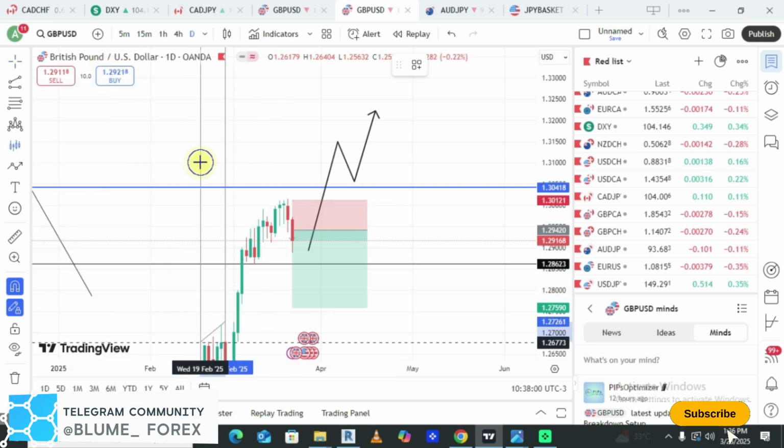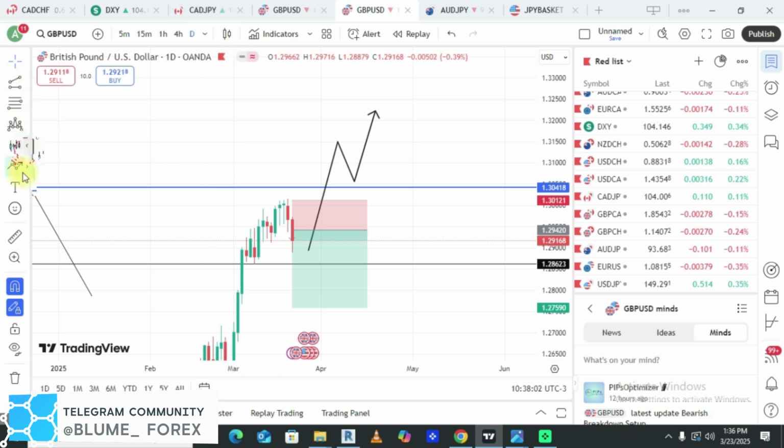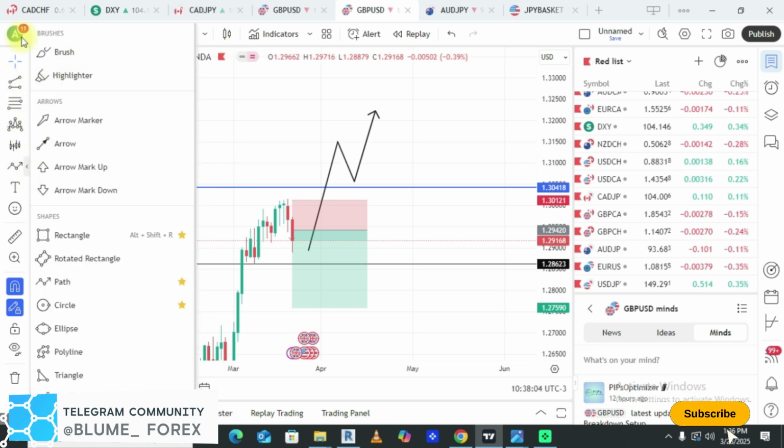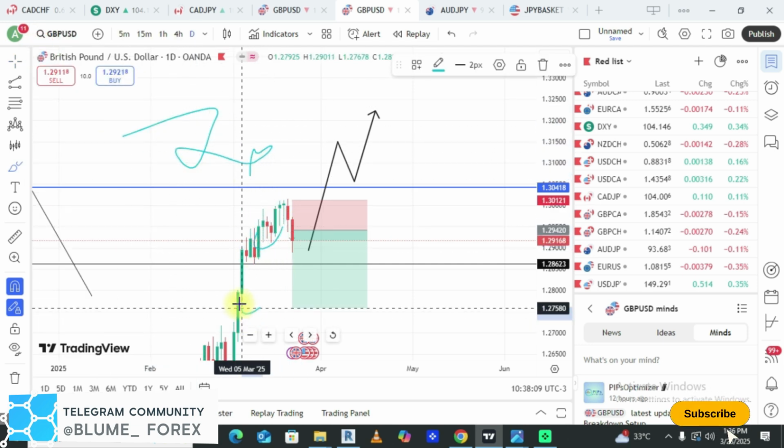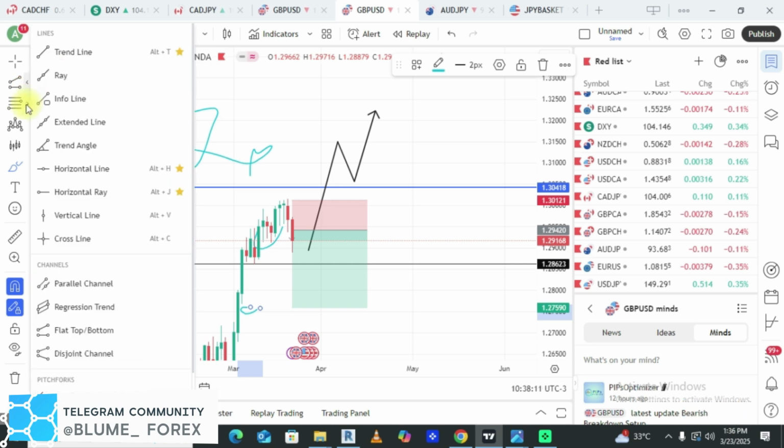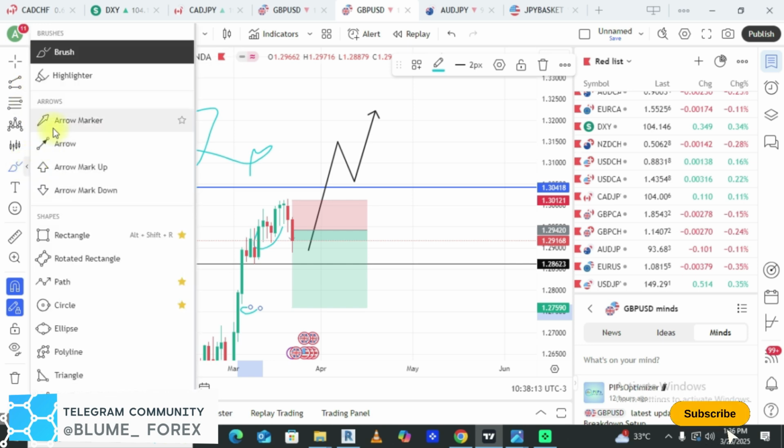All these ones, I don't use them, so I can't tell you much about it. And then at this section, we have the brush. You can illustrate on the chart. Maybe you want to indicate some zones. You can use them. And also, we have the arrow marker.